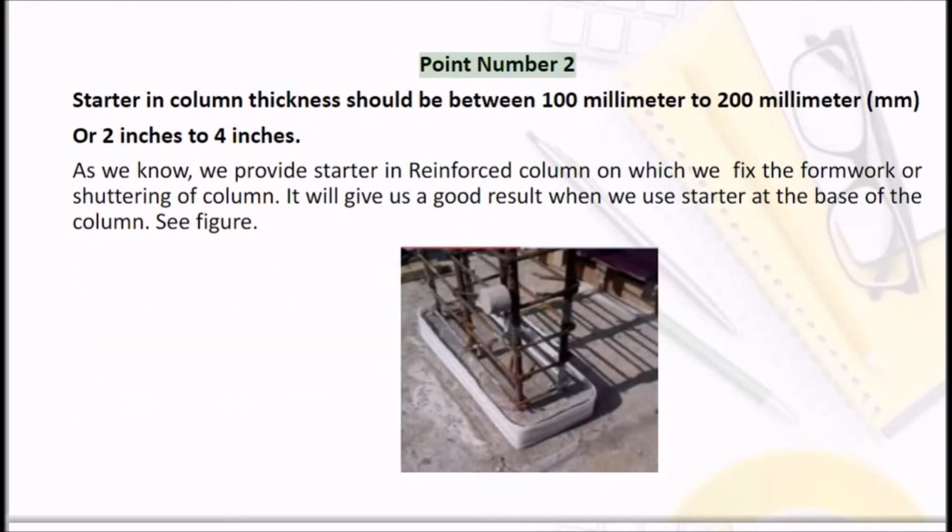Point number 2. Starter in column thickness should be between 100 mm to 200 mm, or 2 inches to 4 inches. As we know, we provide a starter in a reinforced column, on which we fix the formwork or shuttering of the column. It will give us a good result when we use a starter at the base of the column. See figure.